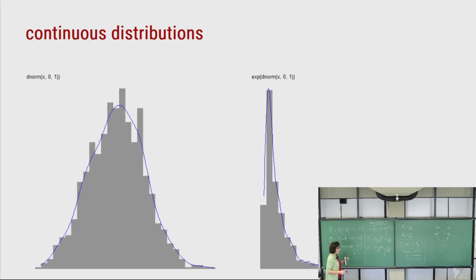So here are the distributions that were just generated. And in gray here, I have the data. So this is the randomly generated data. And in blue here, I have the empirical distribution that I would have if my data followed a normal distribution with mean 0 and standard deviation 1. Okay.